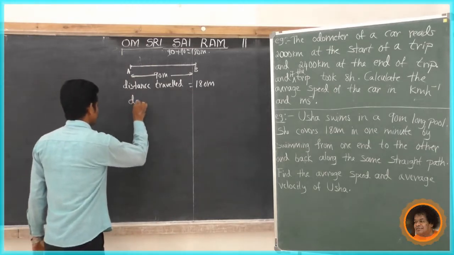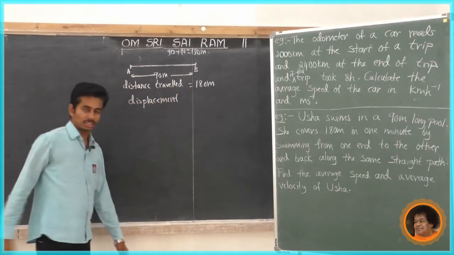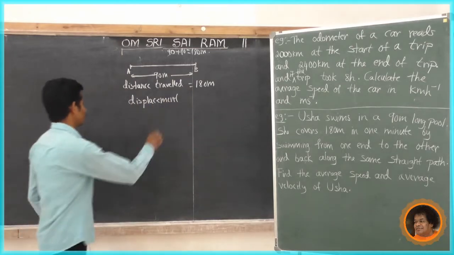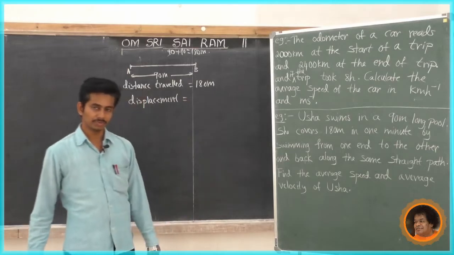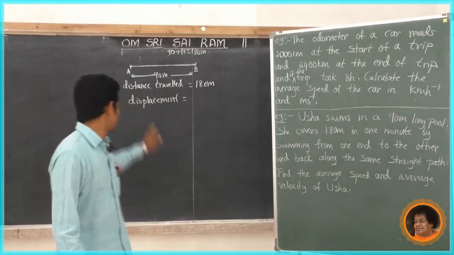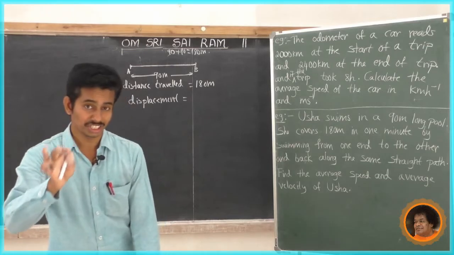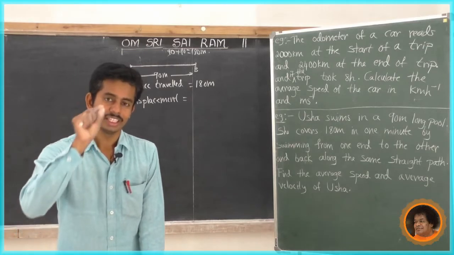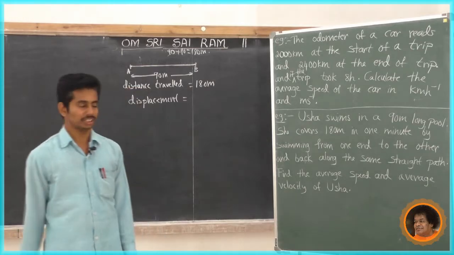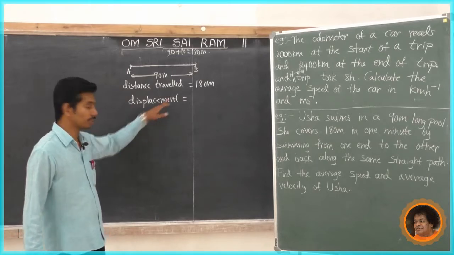Now, tell me, what is the displacement? Why is displacement required? To find the velocity. Now, we have to find the average speed and average velocity. So, what is the displacement? Can I write 180 meter? What do you mean by displacement? The shortest distance between the initial position and final position of the object. That is displacement. Any idea about displacement? Can I write 180 meter?